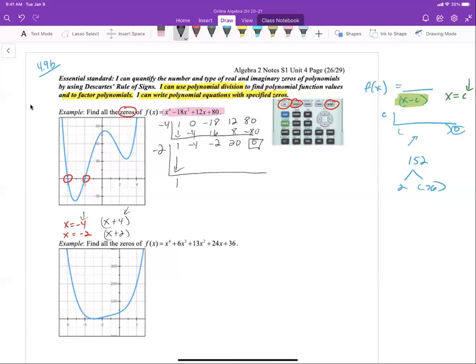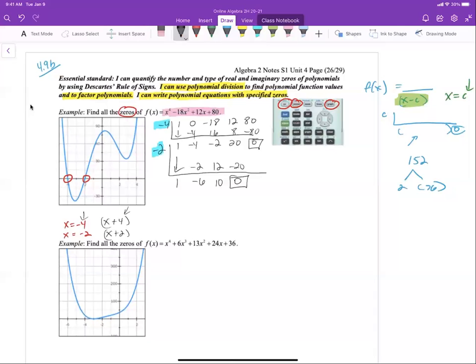So I pull down the 1, -2 times 1 is -2. Add that, that's -6. That's a positive 12. That's a positive 10. -2 times 10 is -20. And look at that, I have another remainder of 0. Okay, so we now know that this is a root or a 0, and this is a root or a 0, but I'm not done.